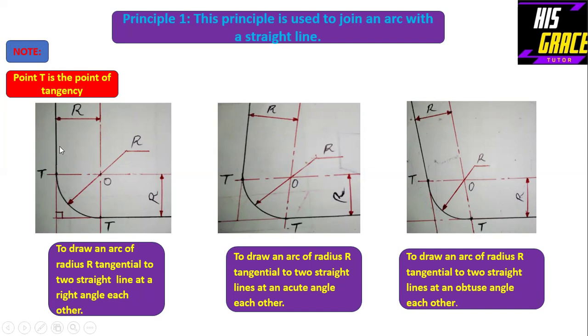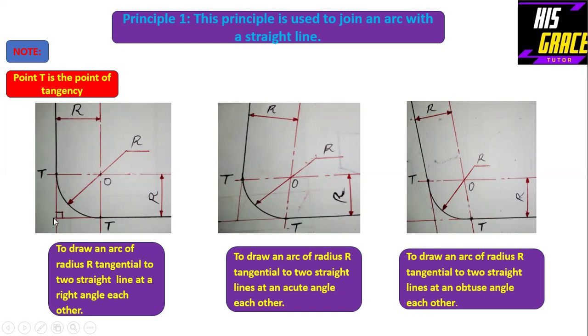What you need to do is, after you have drawn this line and this line being at right angle to each other, let's say the radius r is 20 millimeters, for example. From this point here, you take a measurement of 20 millimeters to this point.